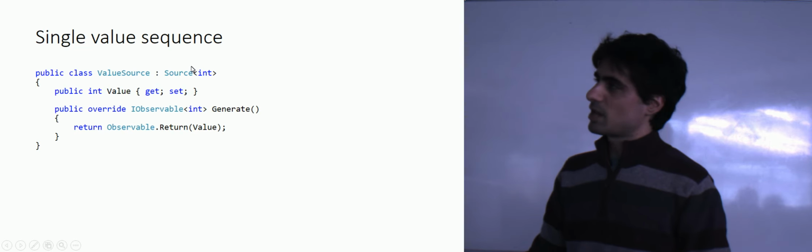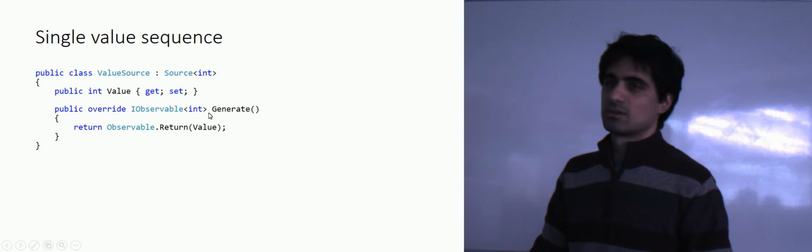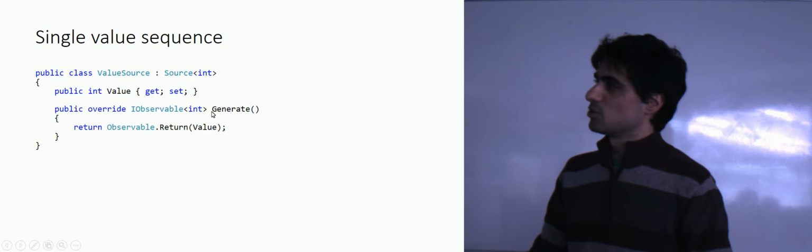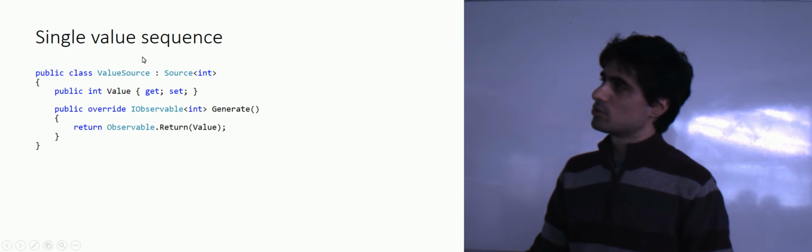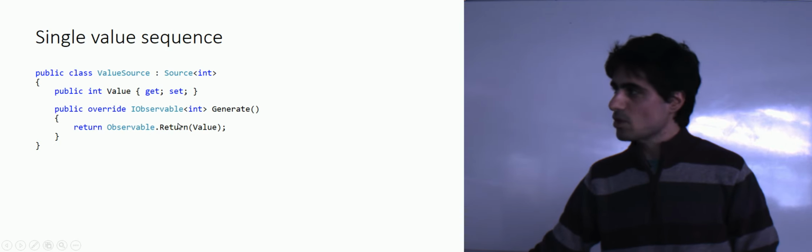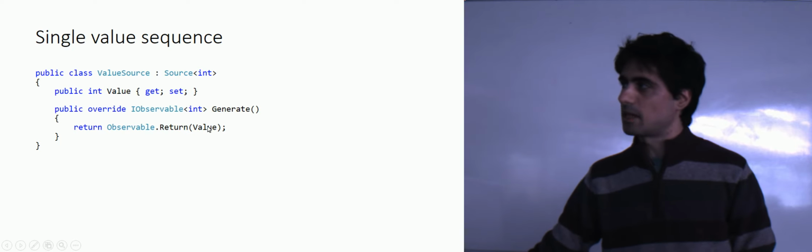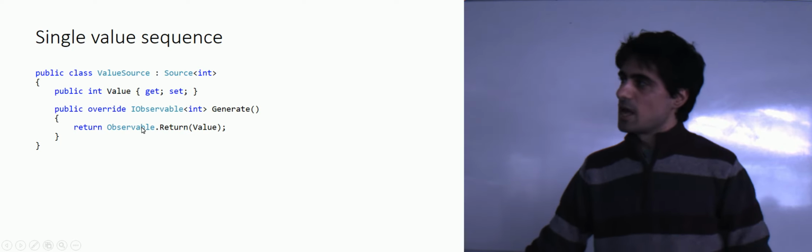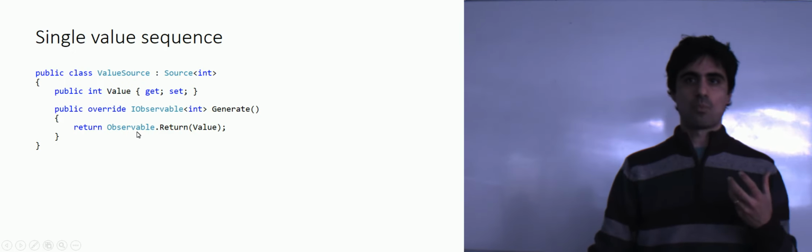This is just a convenience so that you can override some method that gives you the signature that you need to put. So the only thing you need to do is create this Generate method that returns an observable stream, and this is the implementation. In the observable world, if you want to just return a value, you have a function that does that. This Observable.Return is a function that you give a fixed value, and it returns a sequence with just one element.